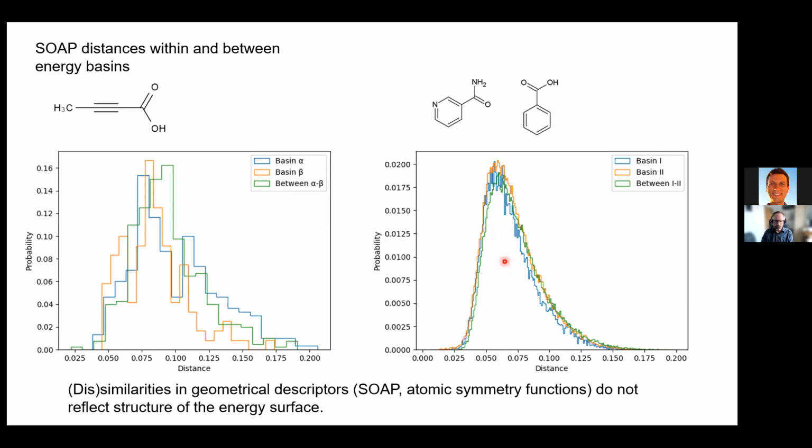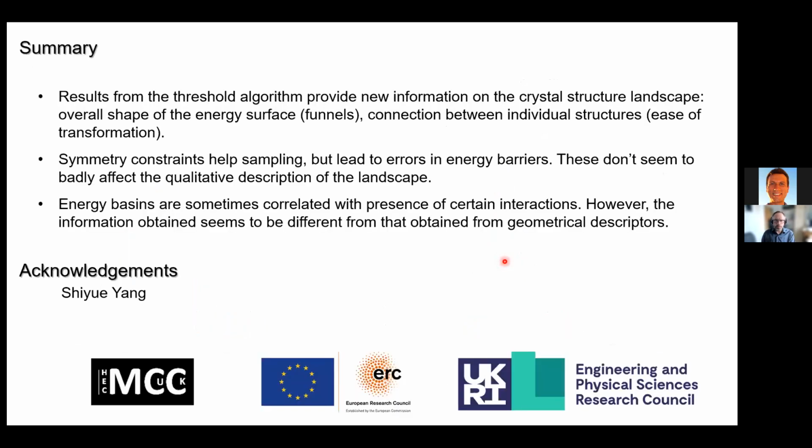So we're still looking at this to figure out whether we can get some of these machine learning methods to reproduce the sort of classification that we get from those basins that we're seeing. So I'll stop there, and the summary is, I think this threshold algorithm seems to be useful for analyzing molecular crystal structure landscapes. Hopefully it's interesting as well and gives us a different picture of how we see these things.